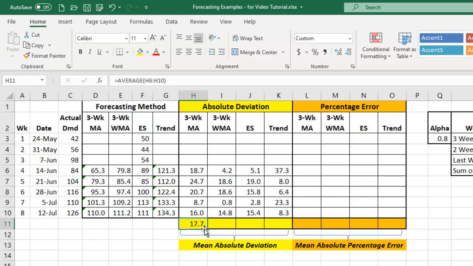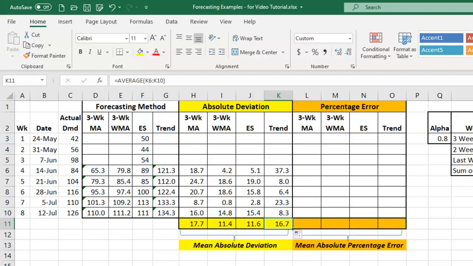We can drag this formula across as well, and we can see how well each of these forecast methods did. And we see that the 3-week weighted moving average had the lowest absolute deviation. Shortly behind the 3-week weighted moving average was the exponential smoothing. These two were substantially better than the other 2 forecasting methods. So that's how you calculate the mean absolute deviation when measuring forecast accuracy.